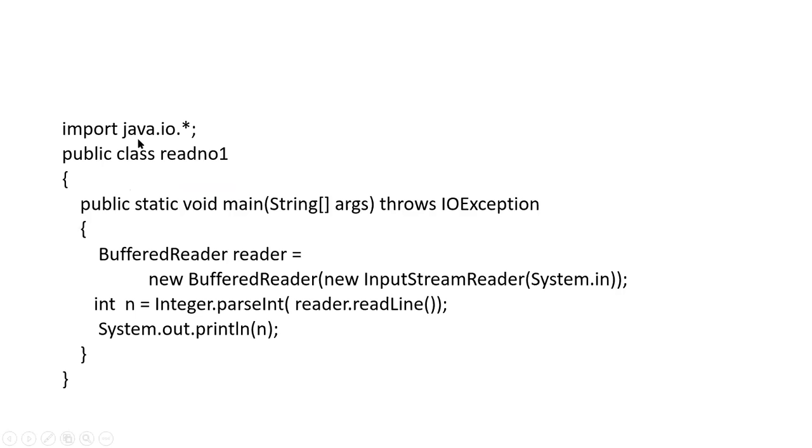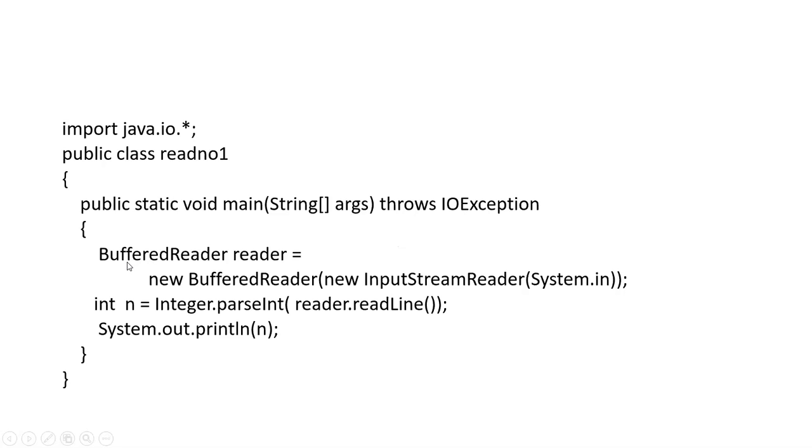In BufferedReader, we first import java.io.*, and here we specify the class name, because without a class we cannot do anything in Java programming. So here we write the class name, class ReadNumber1. Then we include the main method, public static void main(String[] args) throws IOException. If any exception or error is generated, it is thrown on our output screen.